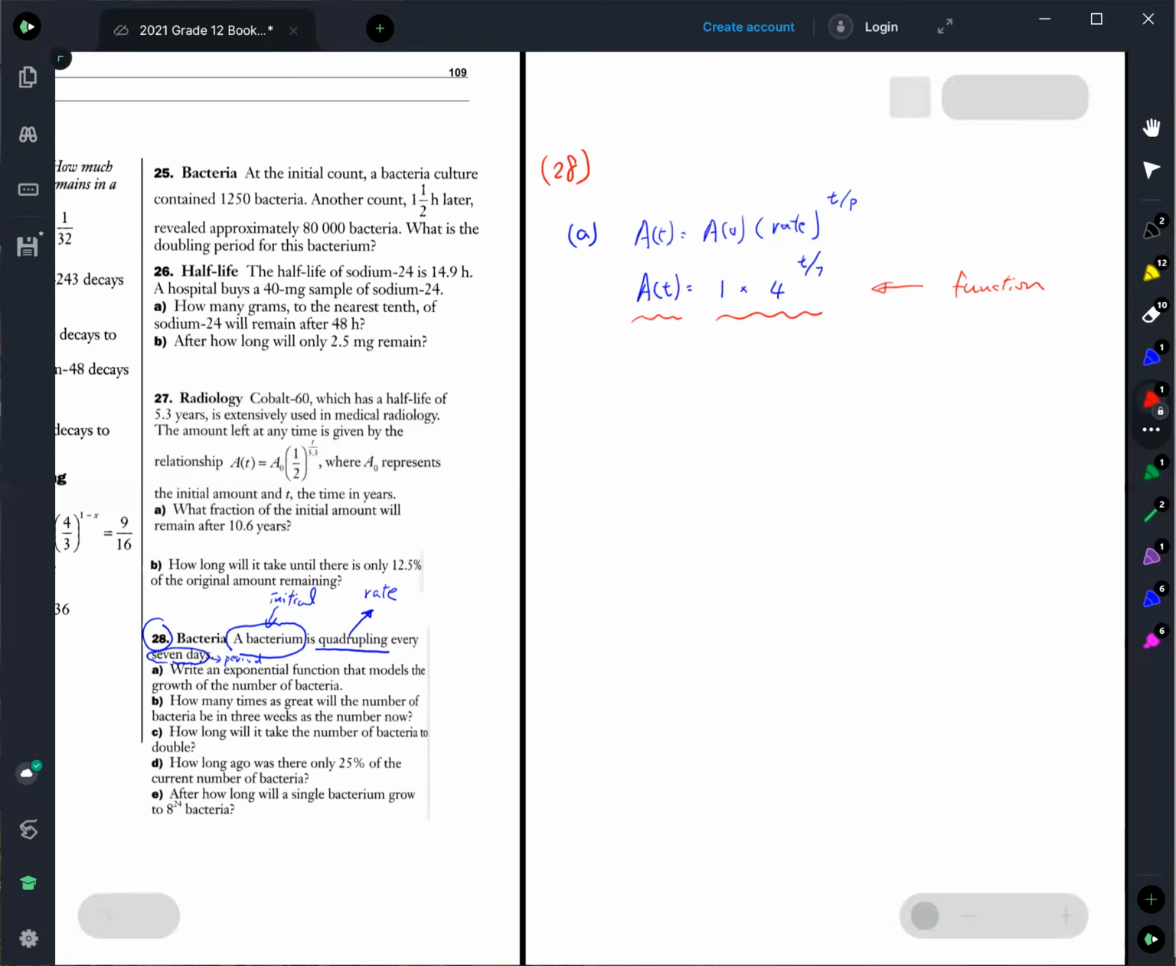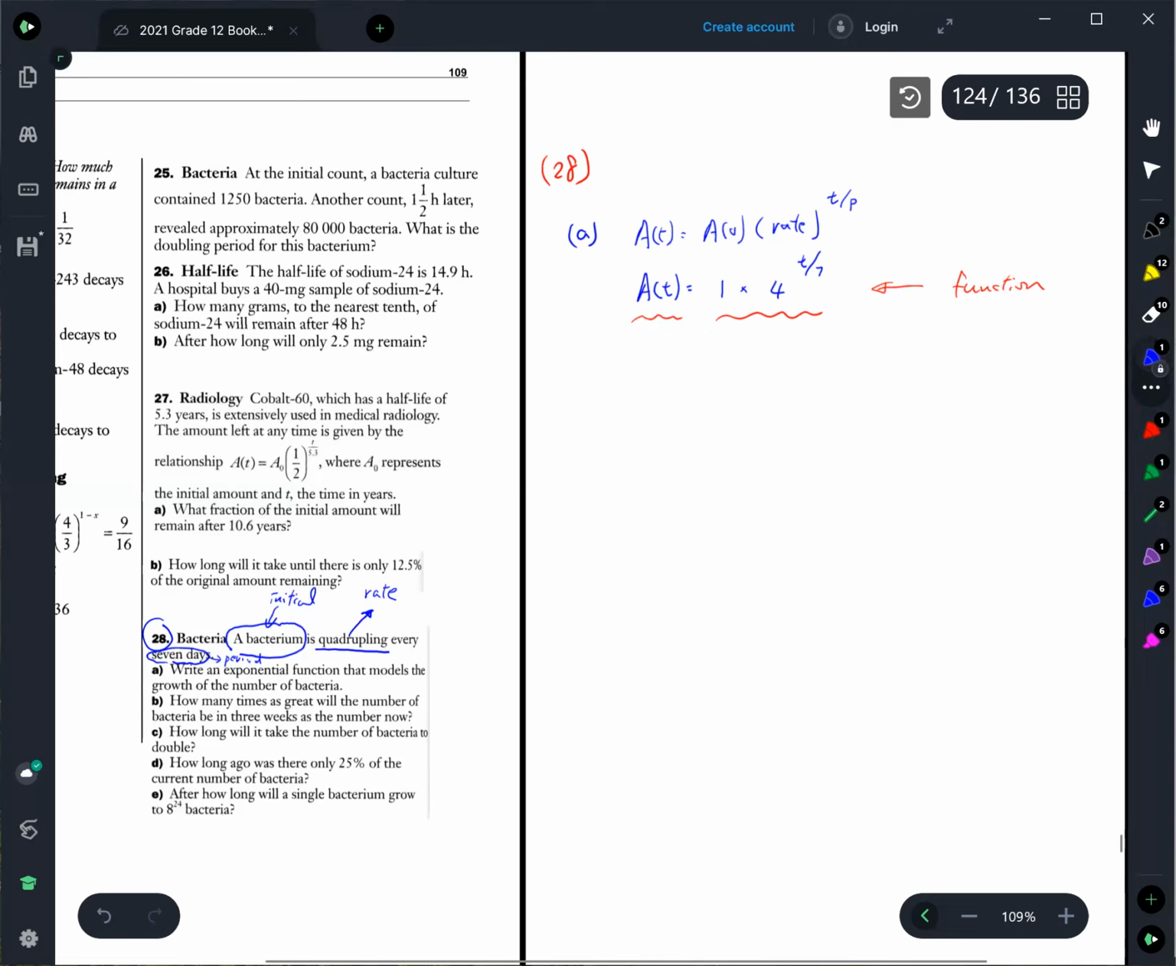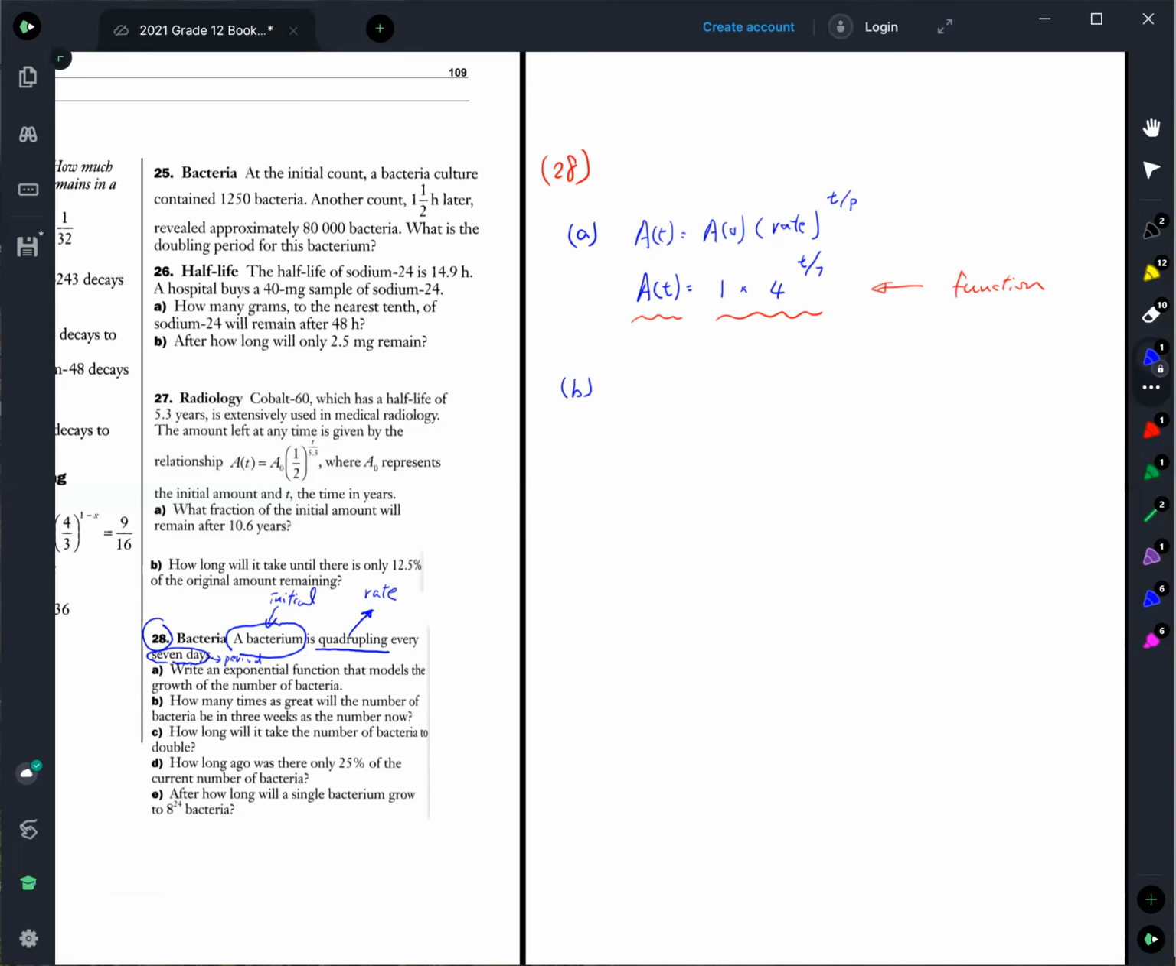Okay, I think one of you wrote only the right hand side, okay? Then it's not a function. You need to have left and right. So that's the answer for part A. Okay, and then once you got a function, you can just use that to answer B, C, D, E.